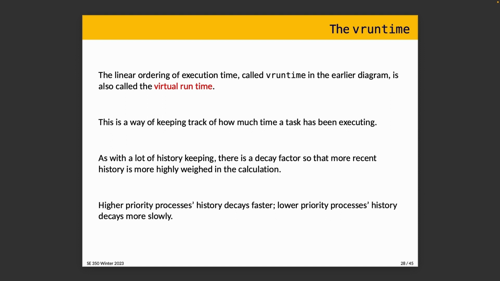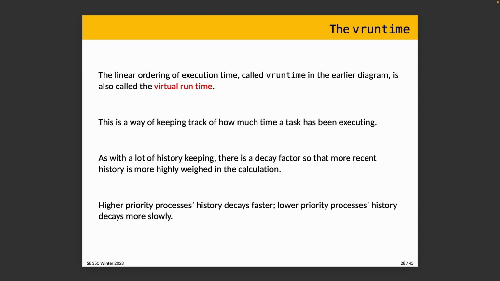For processes that have a positive nice value, their vruntime will be larger than the actual runtime, right? So higher priority processes, history decays faster. Lower priority processes, history decays more slowly. And if the process has a negative nice value, then its virtual runtime will be less than its actual runtime. This means, yes, that processes that are nice wait longer and processes that are not nice go sooner, but that's in line with our expectations, right?